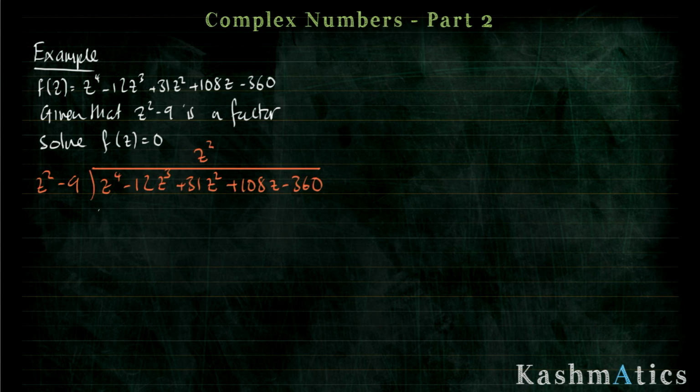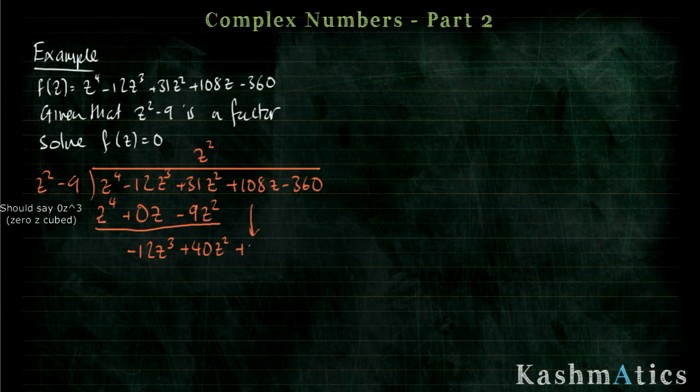Z squared times z squared is z to the power 4. Z squared times 0z would be plus 0z, and z squared times minus 9 is minus 9z squared. Okay, so this 0z needs to be included. If I subtract these, I'll get minus 12z cubed plus 40z squared, and let's bring this down, plus 108z. Z squared multiplied by minus 12z gives me that. Okay, and then multiply the minus 12z by all of this.